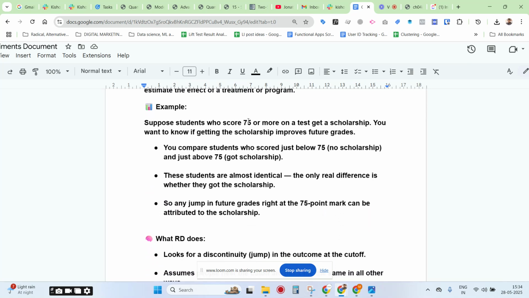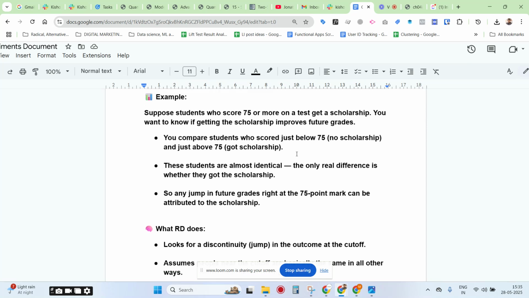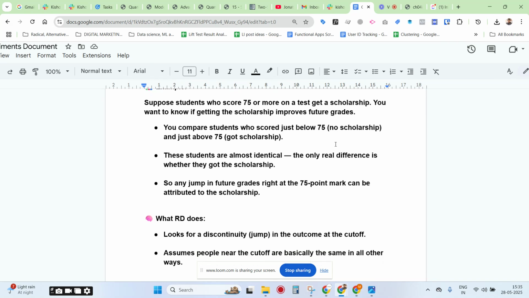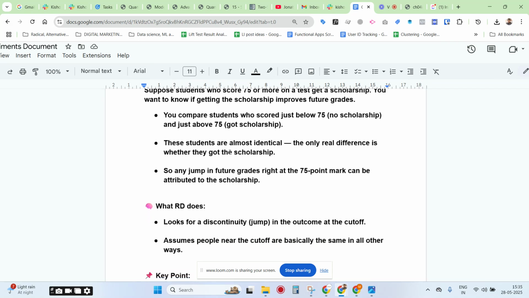Instead of a score of 75 on an exam, you can easily replace it with, say, a marketing figure, any marketing metric. So take this example. Suppose students who score 75 or more on a test get a scholarship. So 75 becomes your threshold point, and then you compare students who got just below 75 and just above 75. Just below 75 means no scholarship, and just above means scholarship. So these are all almost identical, right? The only difference is whether they got the scholarship. So that's why this is so useful.